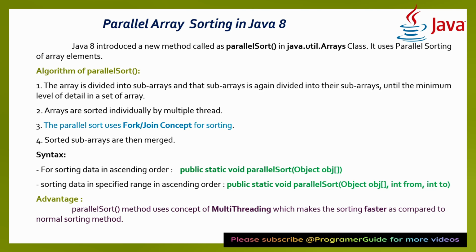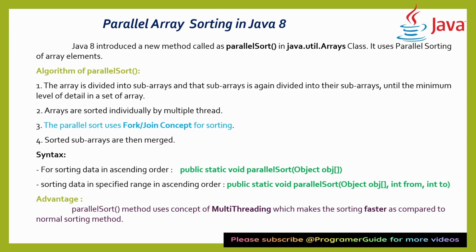Let's come to the topic. Java 8 introduced a new method called parallelSort in the java.util.Arrays class. It uses parallel sorting of the elements. In the algorithm of parallelSort, the array is divided into subarrays, and the subarrays are again divided into their own subarrays until the minimum level is reached. Suppose there are 6 elements in the array. First it will be divided into 3 and 3, then the first 3 is divided into 2 and 1, and the second set is also divided into 2 and 1. Likewise it is divided to the minimum, and this happens in memory using the multi-threading concept.